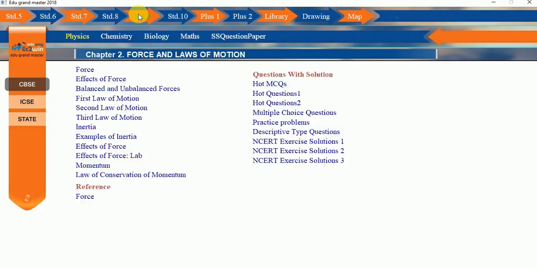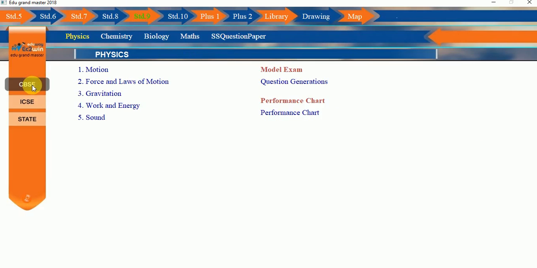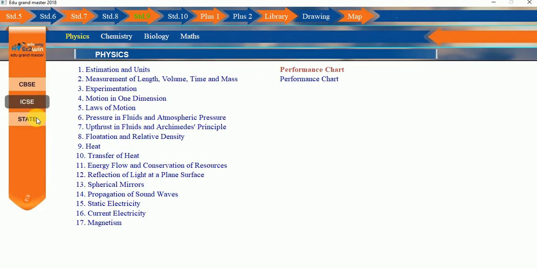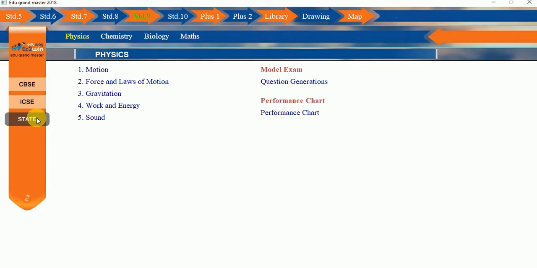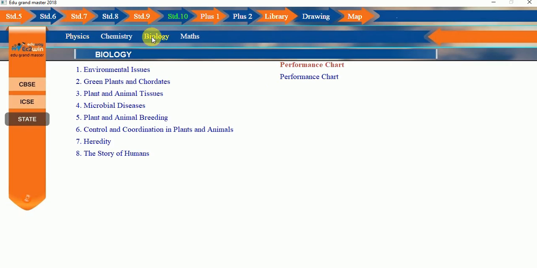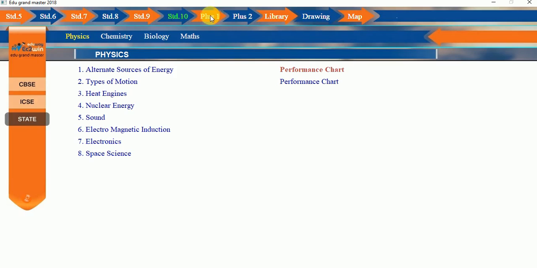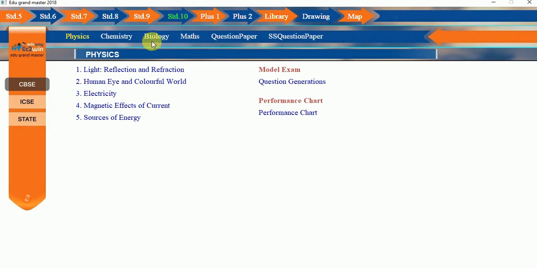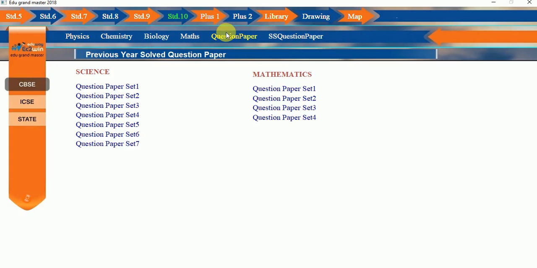Now if you look at 9th standard, let me just demonstrate. This is CBSE physics, this is ICSE physics, this is state syllabus physics. As of now, we have developed syllabus for state boards Kerala, Karnataka, Tamil Nadu, Andhra Pradesh, Telangana, Maharashtra and Gujarat. Let's go to class 10. You find a lot of previous year question papers here.